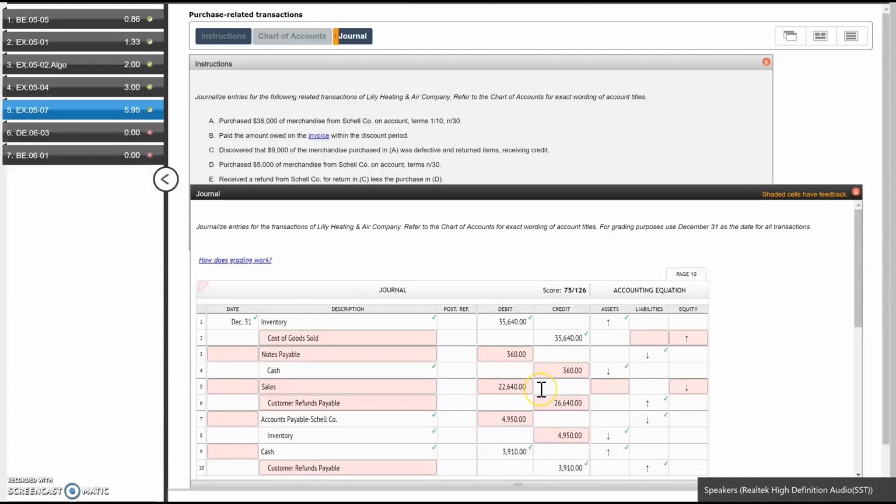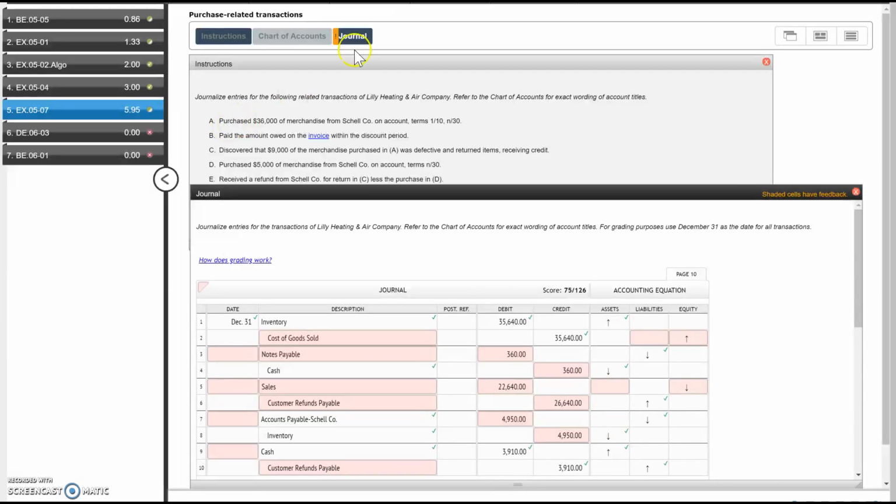Okay, so let's go over the two problems that you were having trouble with, exercise 5-07 and DE 6-03. We'll take a look right now. We're looking at 5-07, and we'll check out what you've done and where we can do better on that.